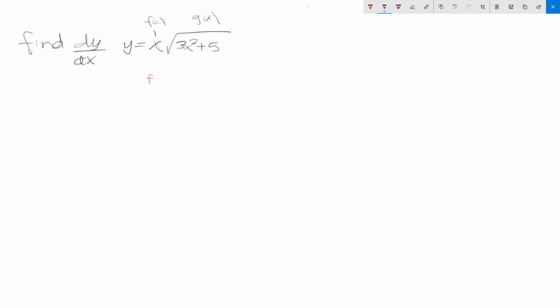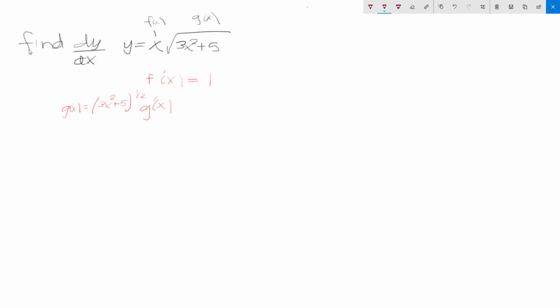what f prime of x is, and that's super simple. It's 1. g prime of x, well, it may help to go back and label what g of x is and rewrite g of x as 3x squared plus 5 to the 1/2 power.